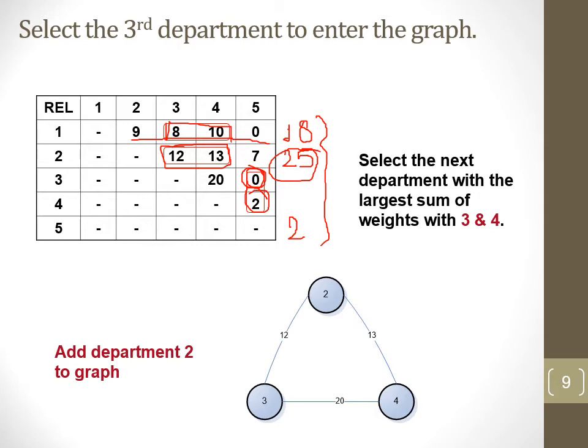Initially I already included 3 and 4. Now I'm going to include 2. So basically if we have just 3 nodes, it will be just a triangular shape. Okay? So then I connect this new department to the existing departments by direct links. And also the numbers on these links represent the weights of the departments. Okay, the weights in between the departments.